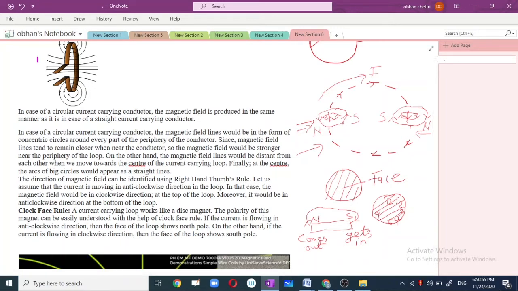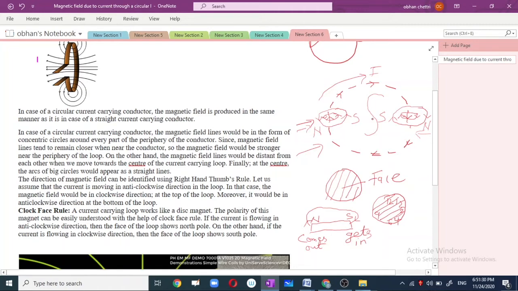From these small drawings, what we are clear about now is that inside the face of the coil, inside the face of the circular loop, south pole exists. That means this overall loop face represents south pole. At what condition does it represent south pole? When the current is flowing in the clockwise direction in the circular loop, the face of the circular loop represents south pole. This is the clock face rule.